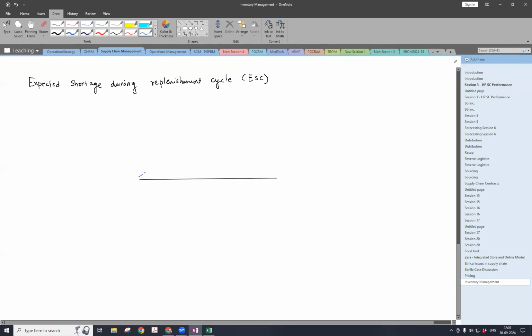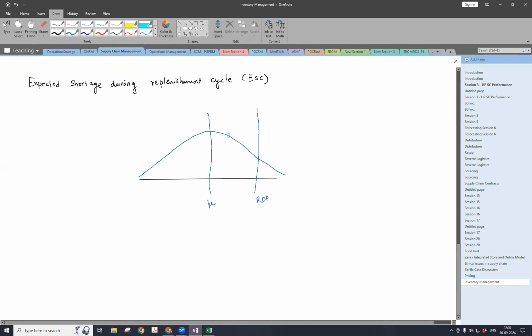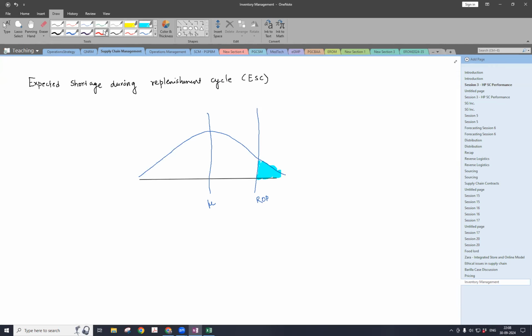Let me draw a normal distribution of this, right? So this is my normal distribution, and we have this as our mean. This is the mean demand, and we have set our reorder point over here, right? And we said that anything to the right of this particular reorder point is something that I'm not able to meet, right?